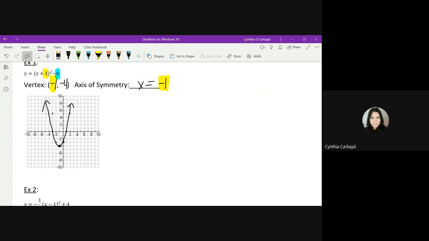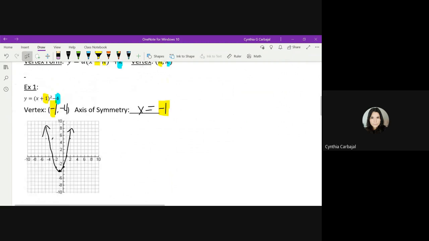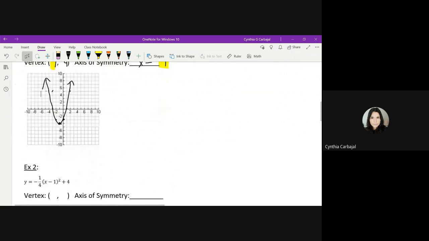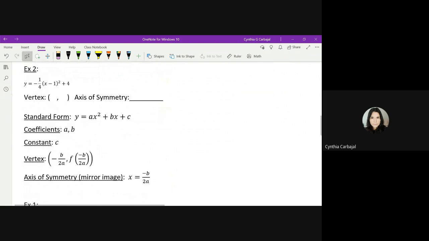Because there's nothing in front of the parentheses, it's just going to be the same values, except that we had that -4, so it shifted down, and then +1 inside the parentheses moves it to the left. Now remember, we did that also when we did vertex form, how the h inside is going to move it left or right. Okay, so this one, second example.